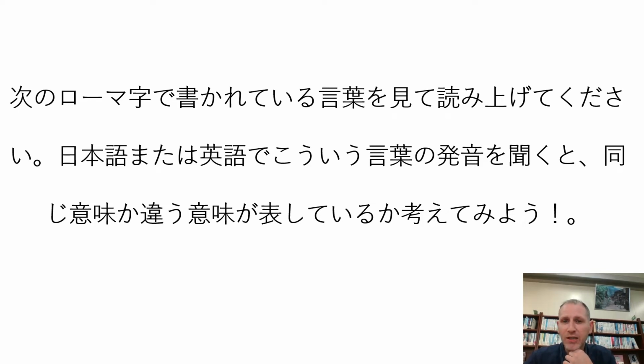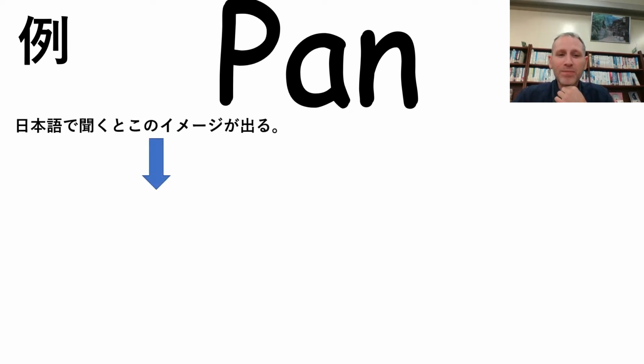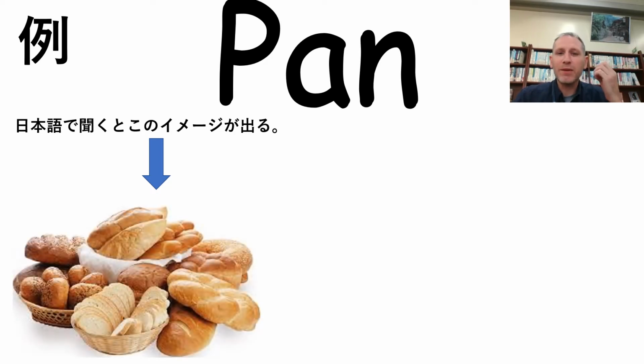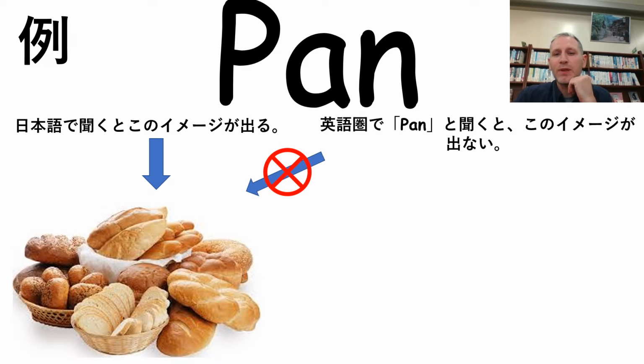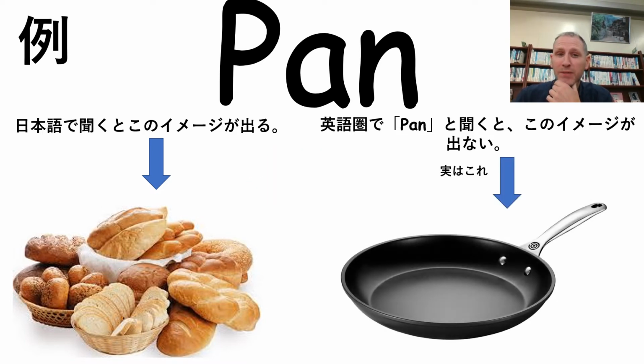So let's look at the answers. First, the example. Bread. Oh, pan. Pan. In Japanese, pan, you see bread in your head. What about in English? Well, in English, when you hear pan, you don't think of bread. Usually you're thinking of something like fry pan, a frying pan. So let's look at the rest of these challenges.